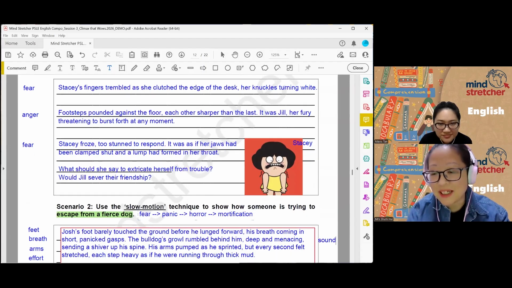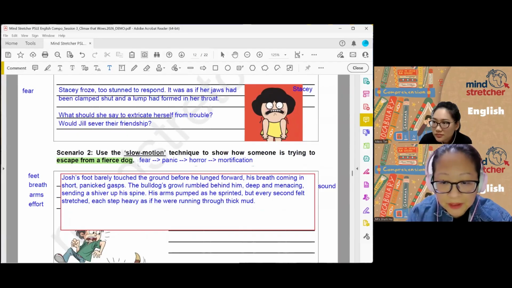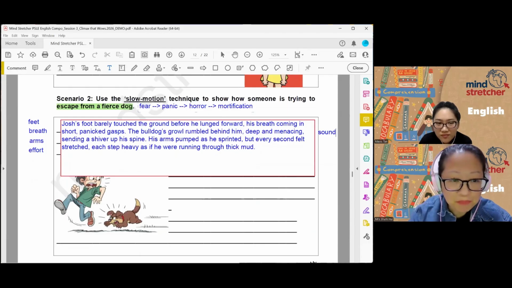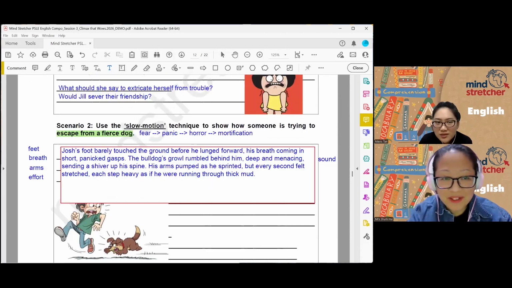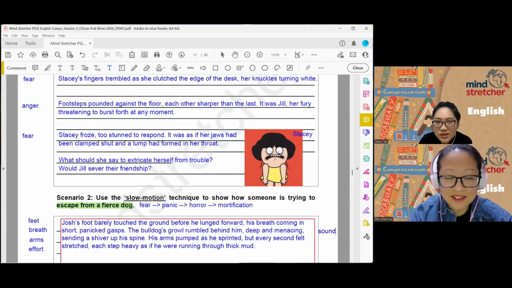So sometimes you need different scenarios to cope with different topics. When you run from a fierce dog, you really have to run. Okay, this is a work in progress. I realize for my students, it takes some models, some examples, and practice for you to improve.